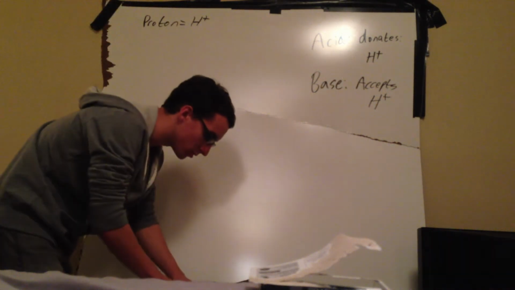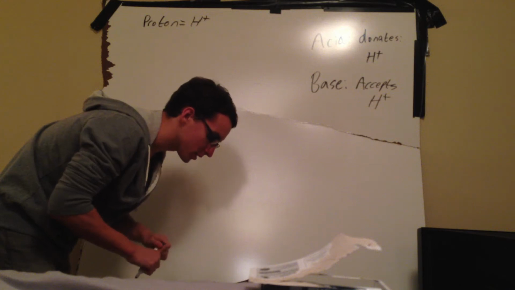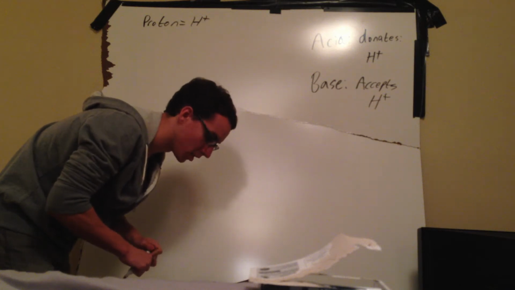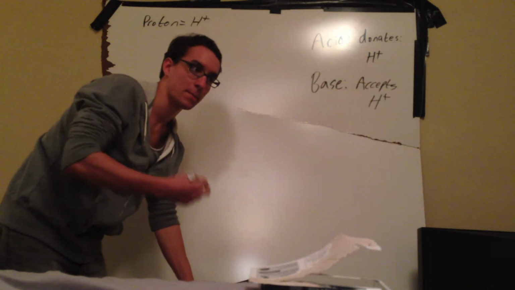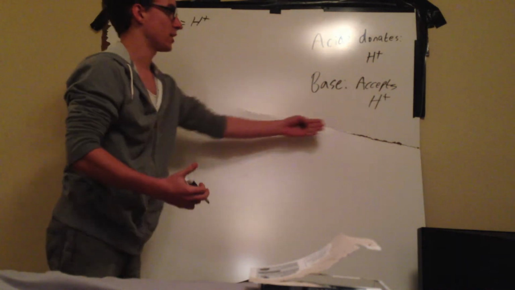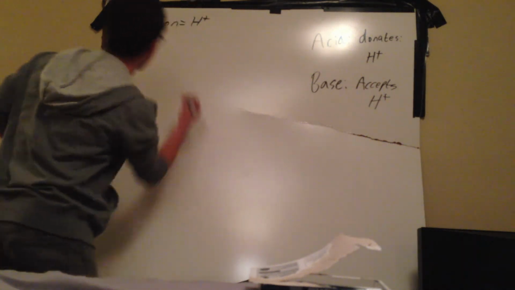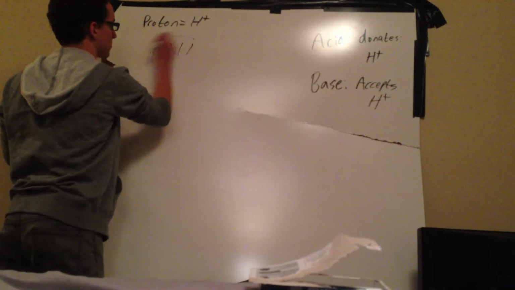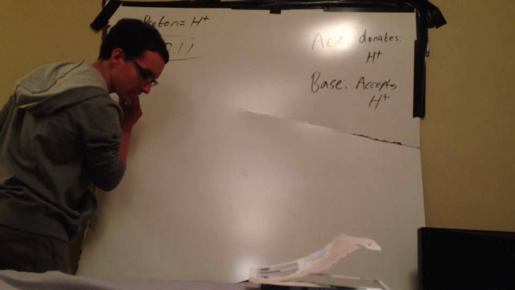Next up, let's do 10.11. Write the name of the conjugate acid for each of the following. Alright, so now instead of going from an acid to a base, we're going to go from a base to an acid, which means that we're going to accept an H+, and go up a charge. So let me write out what we have. It's 10.11. That last one was 10.9.